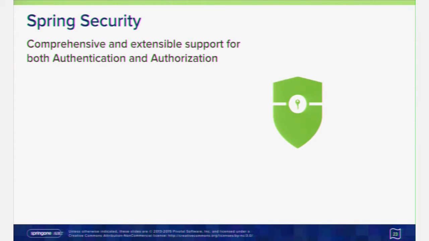Spring Security has comprehensive and extensible support for both authentication and authorization. Authentication is your credentials, whether that's username, password, two-factor auth, or biometrics, something like that. Authorization is what you're allowed to do. So as a user, am I allowed to post a picture? Am I allowed to view a gallery? These are the kinds of things that the authorization support within Spring Security allows you to configure within your app.